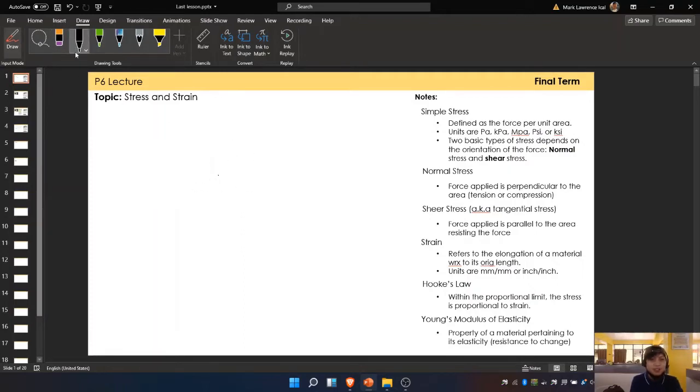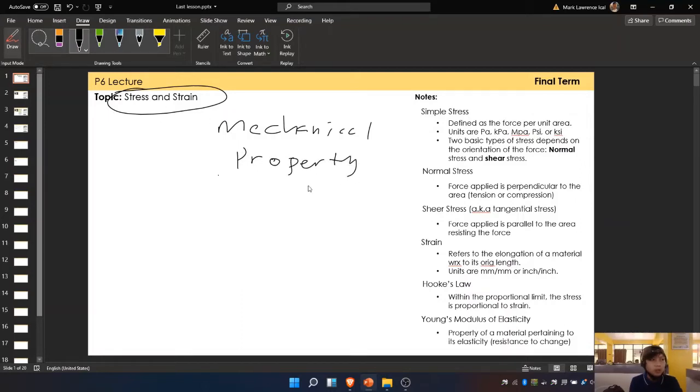Okay. So, again, going back to the topic with stress and strain. These two, under siya ng topic ng mechanical property of material. These two are under the topic of mechanical properties of a material.